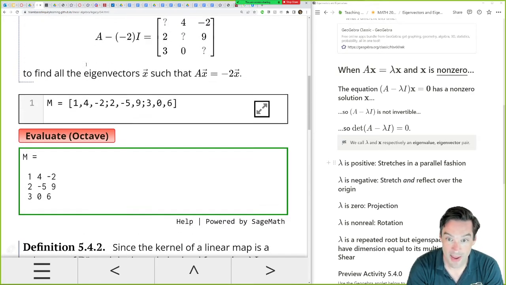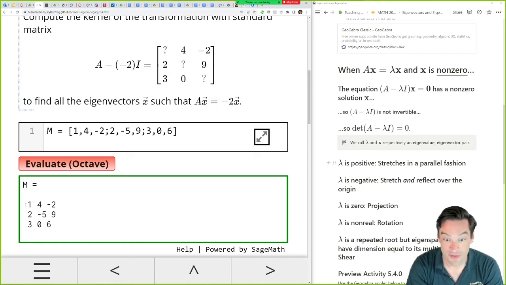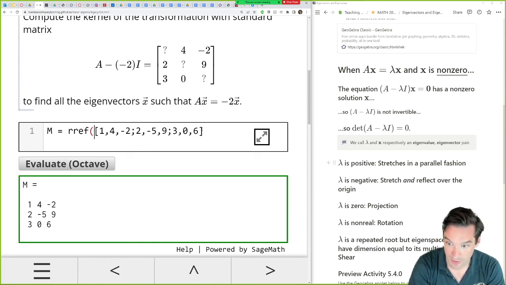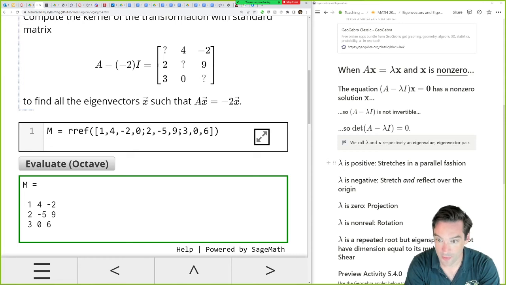So there is A minus -2 times I. And so then I would need to figure out how to solve this thing augmented with a 0 vector, right? Row reduce that thing augmented with a 0 vector. And so I'll put in my 0 vector here and then do the elementary row operations.